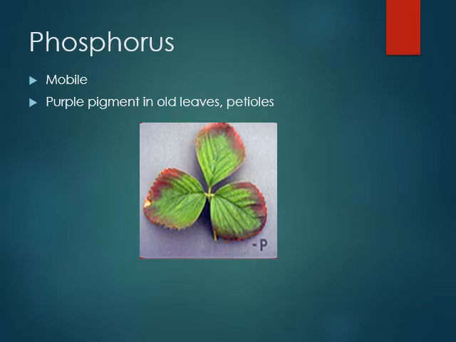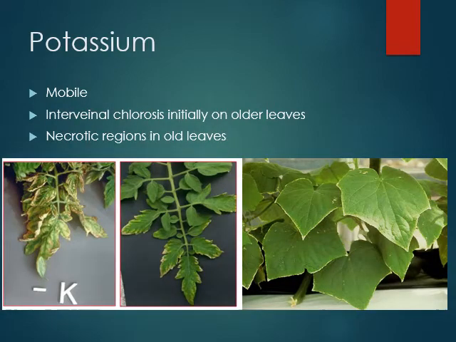Okay, let's move on to potassium. Again, this is review. You're looking at, it's obviously mobile, interveinal chlorosis in the older leaves because it is mobile. It often starts in the margins, like on this tomato leaf here, and then progresses to the entire leaf. And it all becomes necrotic.